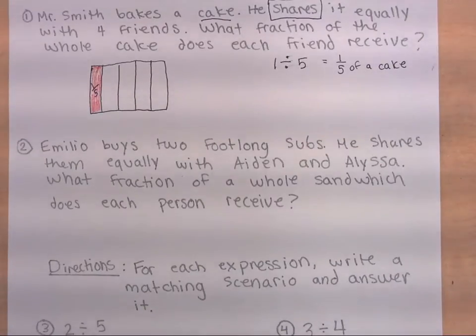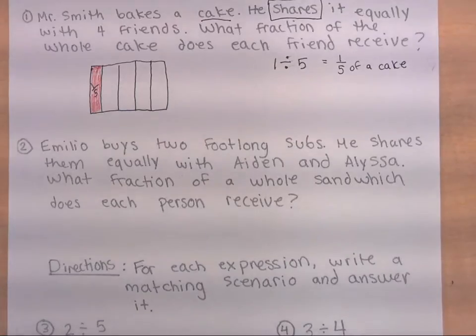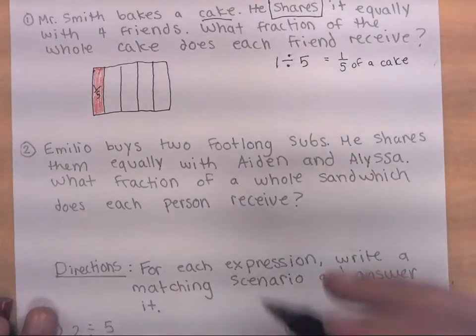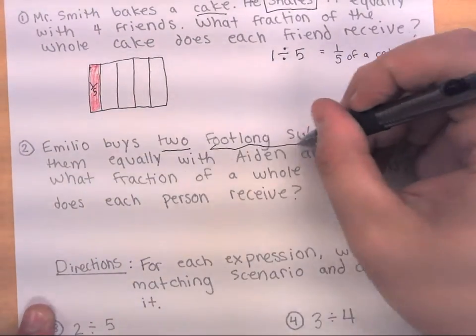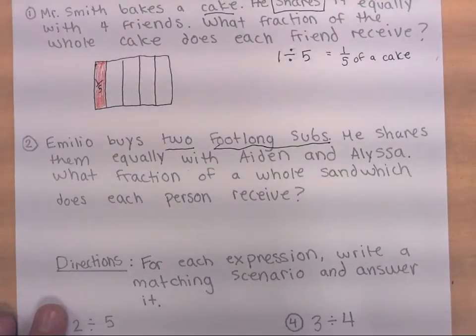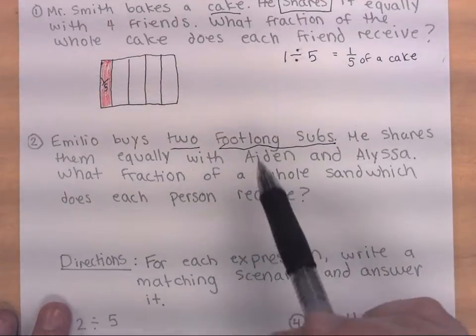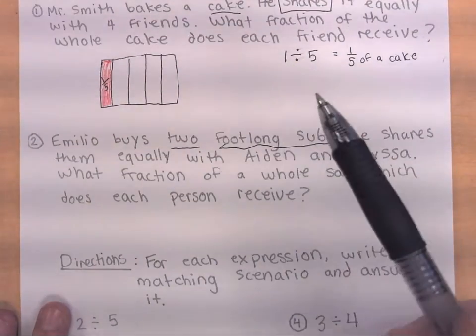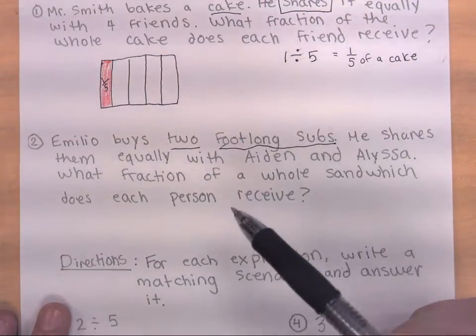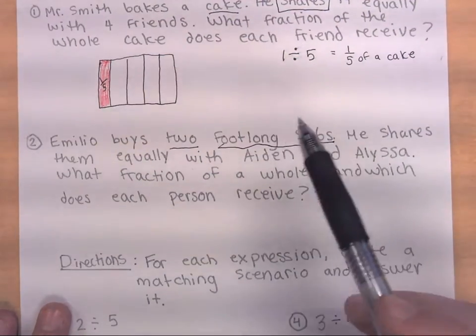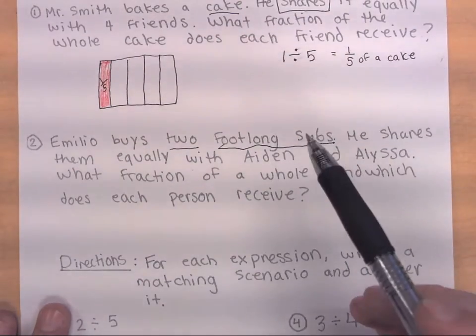The next question or scenario says Emilio buys 2 foot-long subs. He shares them equally with Aiden and Alyssa. What fraction of a whole sandwich does each person receive? So again, we're dividing 2 foot-long sandwiches. We want to make sure that we are dividing the dividable noun in the problem. So the 2 main things in this problem that are named and counted are the foot-long subs and then the people. We want to make sure we're dividing the subs. We're not dividing the people.